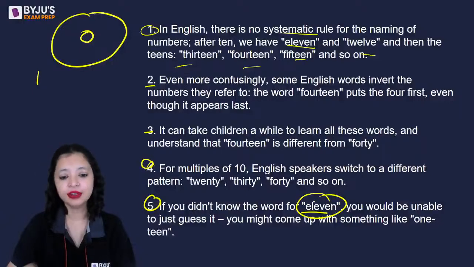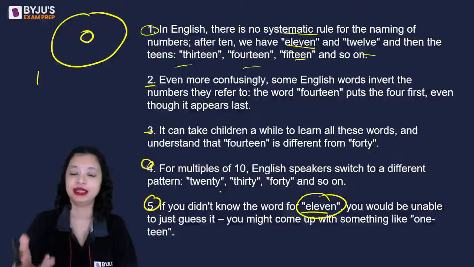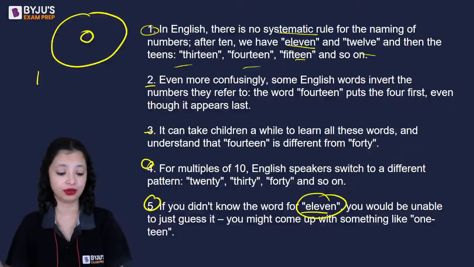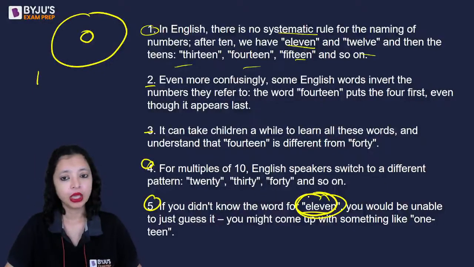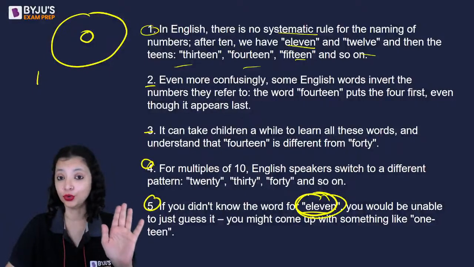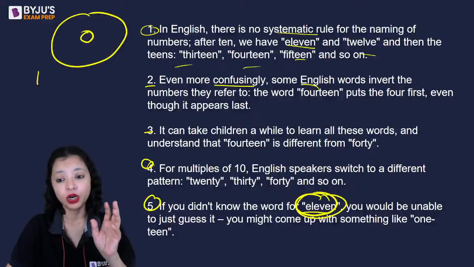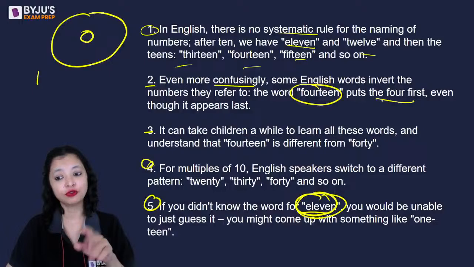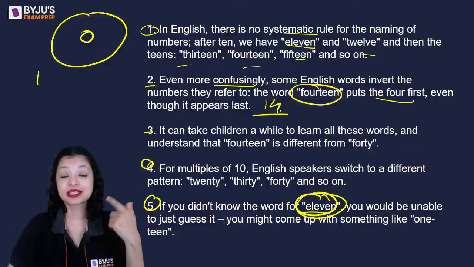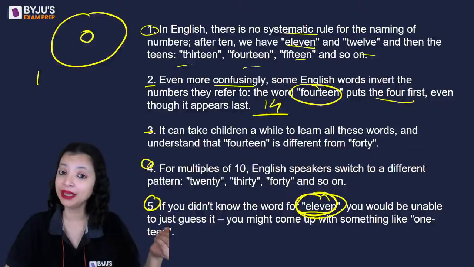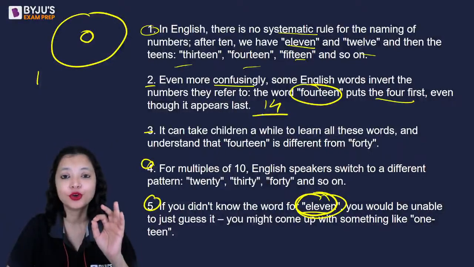If you don't know the word for 11, you will not be able to guess the correct spelling of it, of course, because you may be thinking it's 1 teen. That's what usually kids do. That's what my child did as well. Okay, so there's a confusion here as well because of the absence of a systematic rule. Then we have even more confusingly word 14 puts 4 first, even though we write it like this, but we spell it as 14. 4 comes in the beginning, adding on to the confusion because of the absence of a systematic rule.